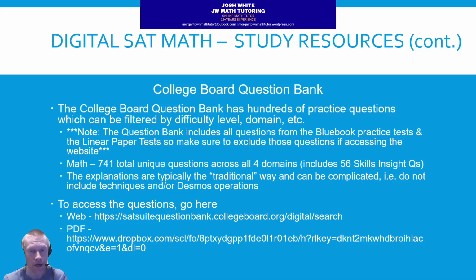So if you're working on the website, which is listed below, you want to make sure you exclude official test questions. They now have a flag at the top that you can click to do that. Previously, they did not, but now, fortunately, they do. So there's 741 total unique questions across all 4 of the domains. This does include, though, the 56 skills insight questions. Okay, so those are counted in that 741. So if you want to subtract those away, you're really looking at about 685 unique additional questions, not including those.